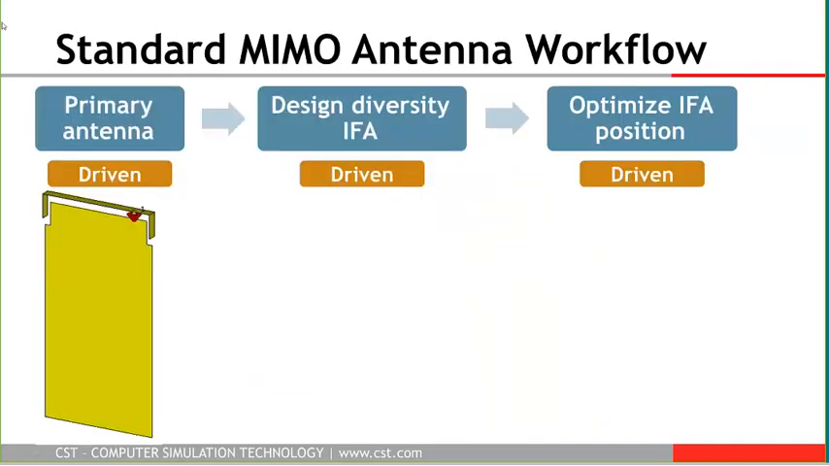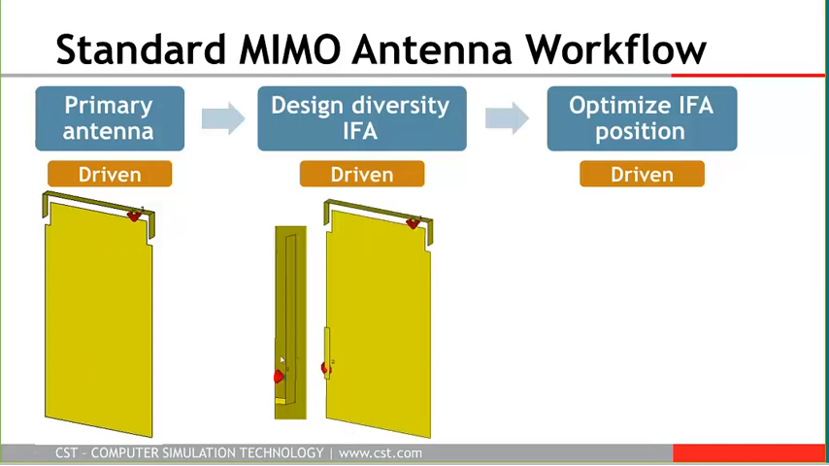So first, the standard design has been done by designing a primary antenna, either driven or CMA-based design, doesn't matter, in the first step. In the second step, you independently design a second antenna to the frequency of interest. Again, it's a driven solution, characteristic modes haven't been used. And finally, you need to optimize the position of such an antenna in order to minimize the coupling.